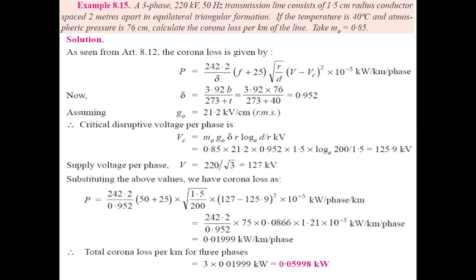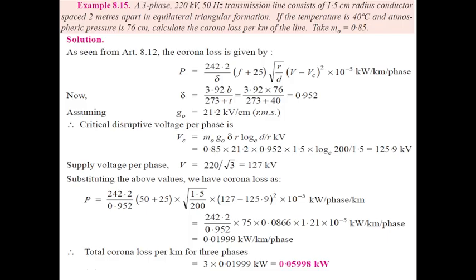Okay, this slide explains the calculation of corona power losses in a three-phase 220 kilovolt 50 hertz transmission line, where the conductors have a radius of 1.5 centimeter and are spaced 2 meters apart in an equilateral triangular arrangement. The atmospheric conditions are given as 40 degrees centigrade temperature and 76 centimeter of mercury pressure, while the irregularity factor is taken as 0.85.